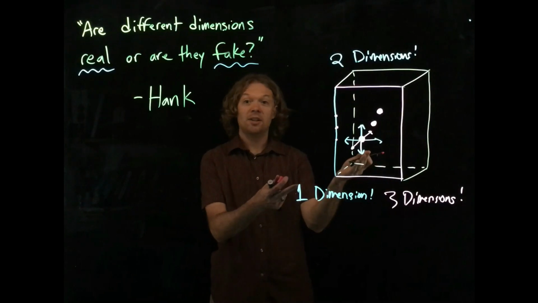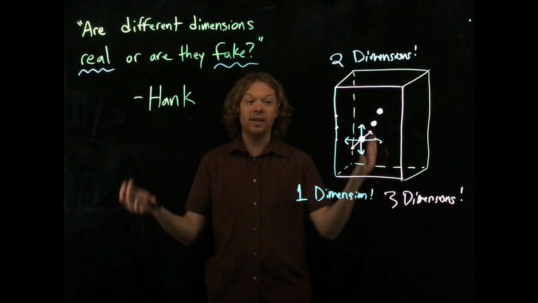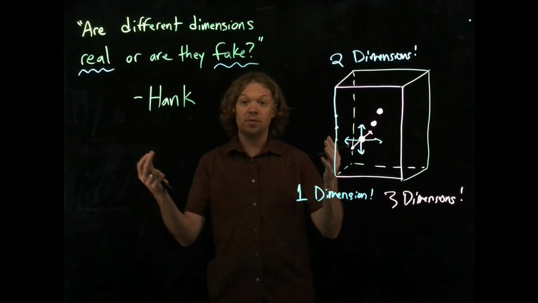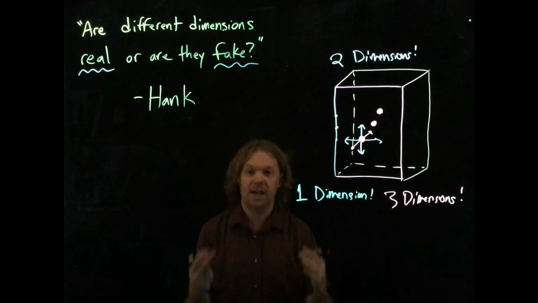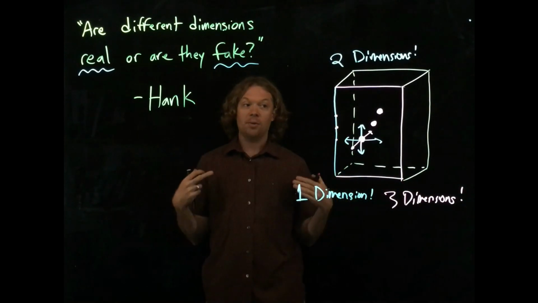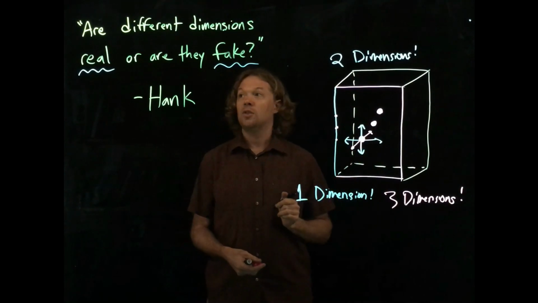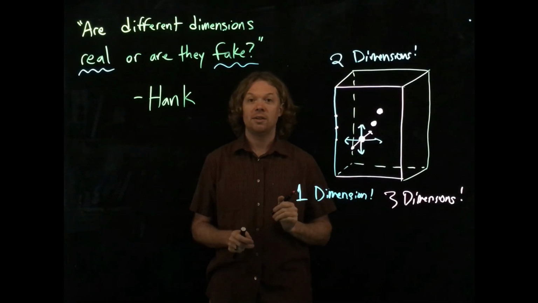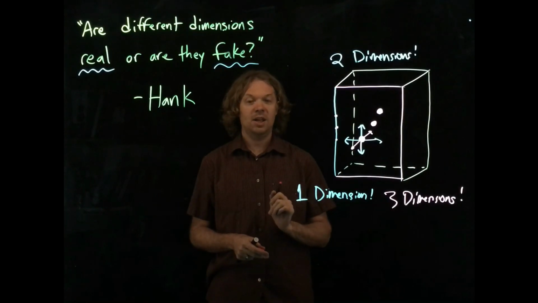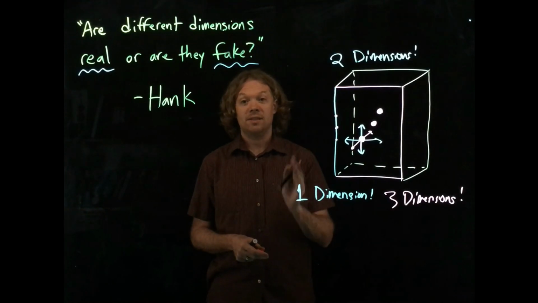And of course, that's real life. That's what we experience in our regular life. I can move left and right, I can move up and down, and I can move in and out. So our regular life on Earth is three-dimensional. So those three dimensions are real. Now, there's one other dimension that we haven't thought about yet, and that is time.